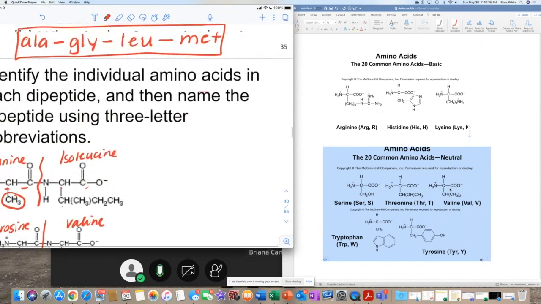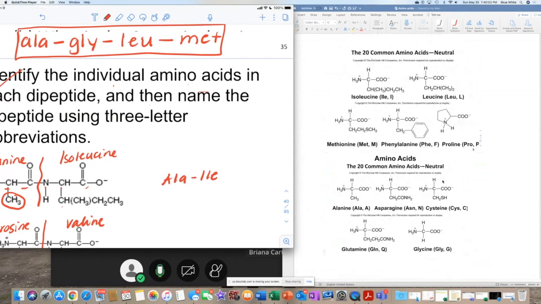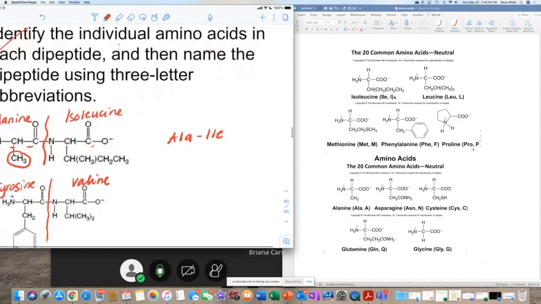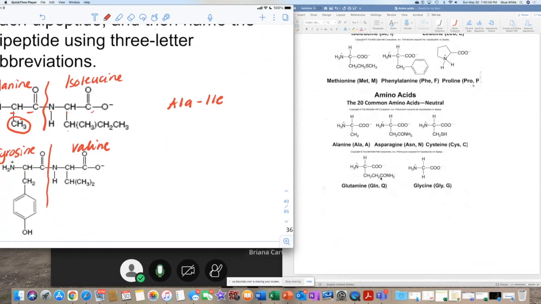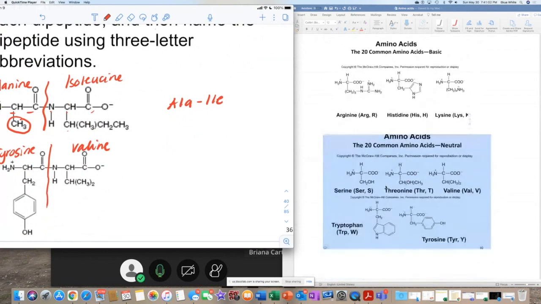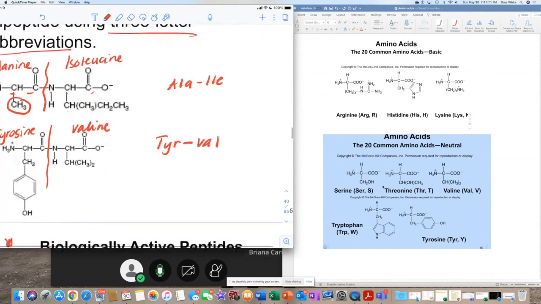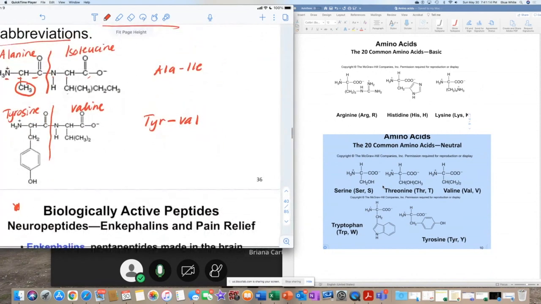Okay, so I'm supposed to identify the individual amino acids. I got that part. And then name the dipeptide using 3-letter abbreviations. Oh, this would be ALA. Isoleucine is what? ILE. Let me make sure I'm not butchering this. Yeah, ILE. And then tyrosine is TYR, I think. Let me make sure. Yeah, TYR. Valine is VAL. Yeah, using the 3-letter abbreviations. That would be that.